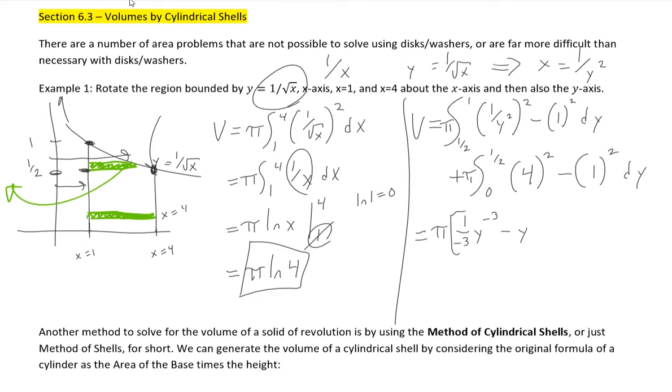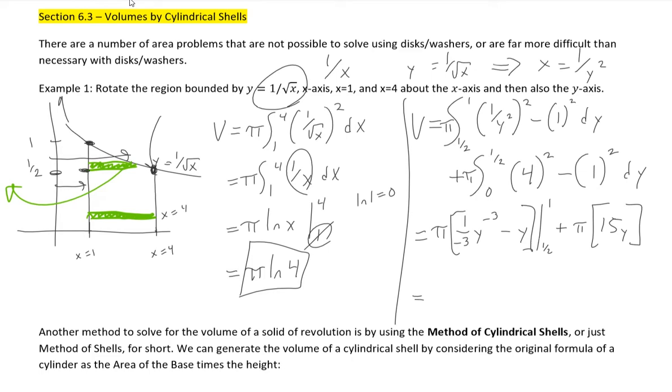And then for the other piece, which is also multiplied by pi, but it's bounded on a different region, so I need to keep it separate. That's just 16 minus 1, which is otherwise known as 15, so that's 15y.